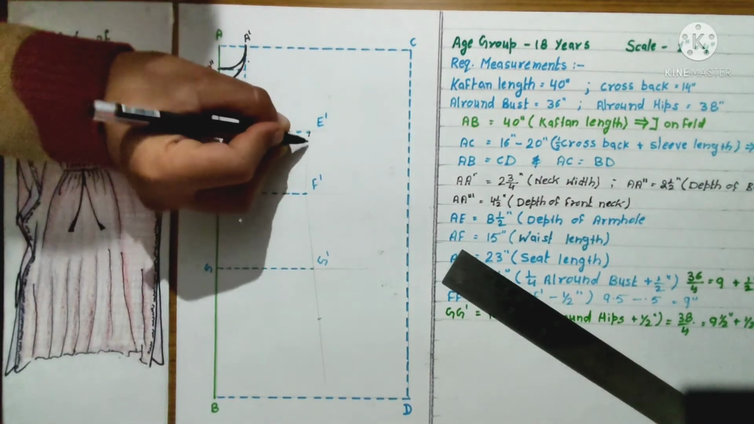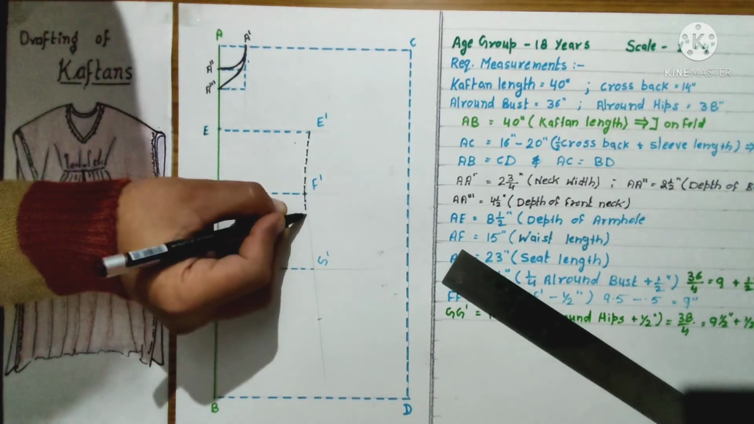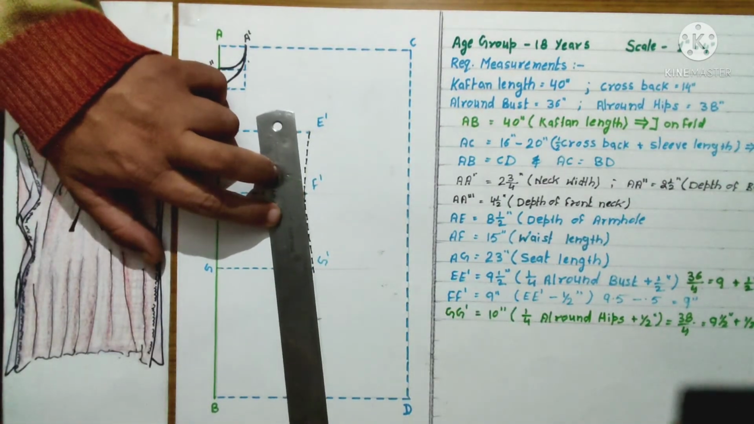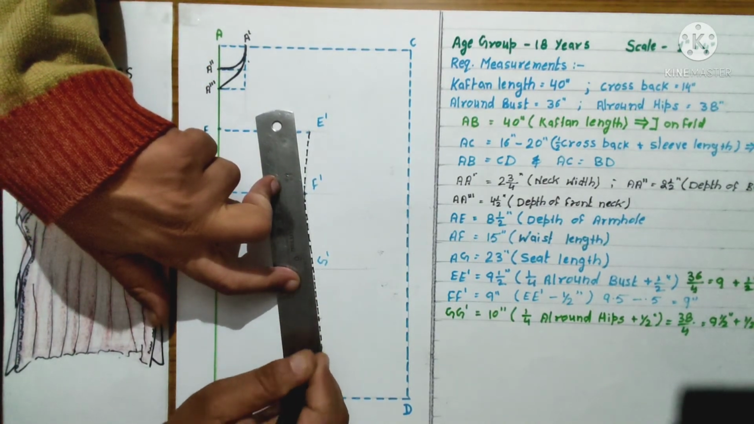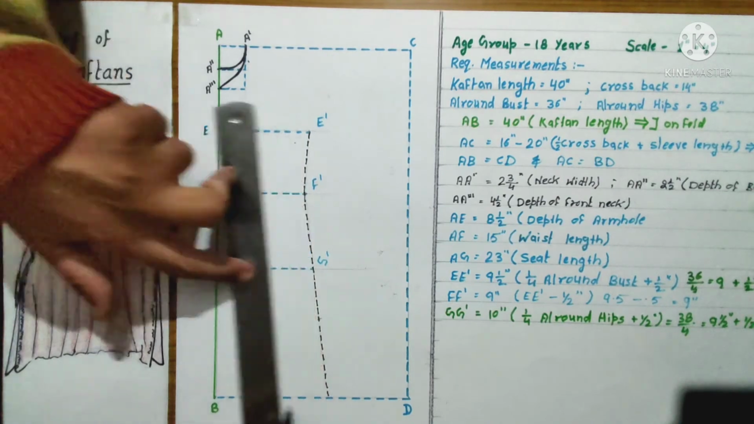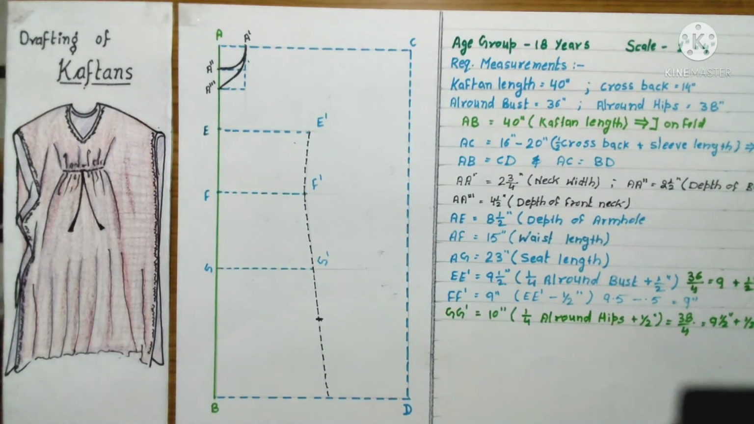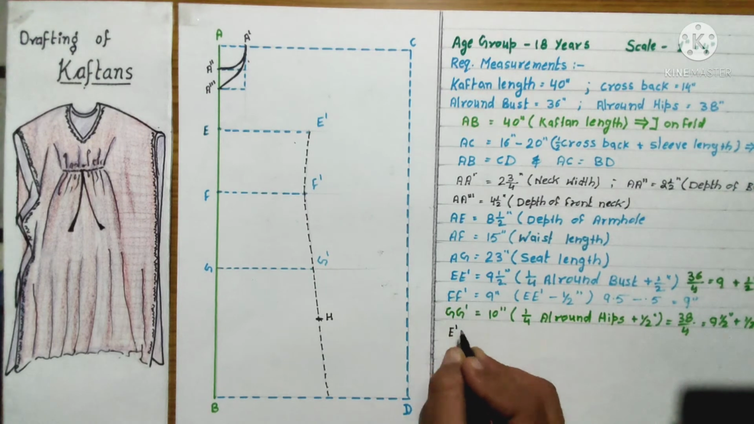Now we'll just join all these three with the French curve or the side seam curve, and I'll extend the point G dash to the line BD by joining the waist curve and the G dash point, and 8 inches I am taking a point H. This will keep the slit.